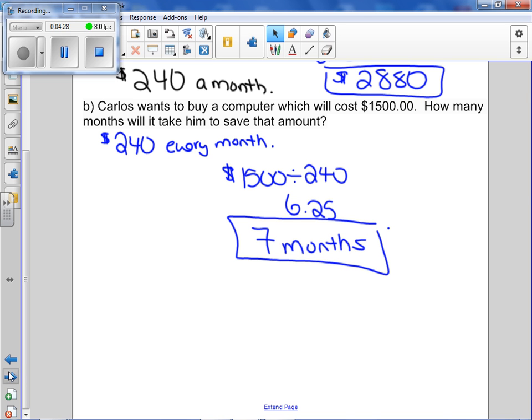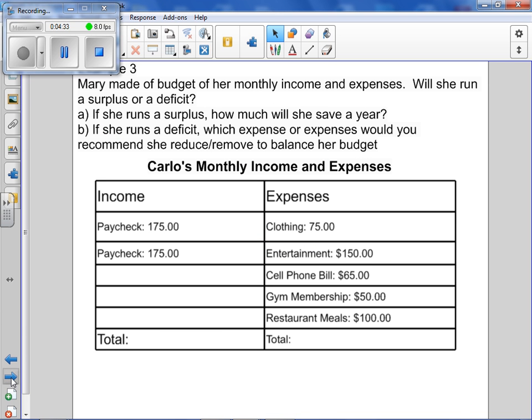All right, one more example. Mary has a budget. The first thing you want to know is if she is running a surplus or if she's running a deficit. So A said, if she's running a surplus, how much will she save? And then B, if she runs a deficit, which expense or expenses would you recommend her to reduce or remove to balance her budget? So here it says she has 2 paychecks, so I add those 2 numbers together, 175 plus 175. She earns $350 every month.